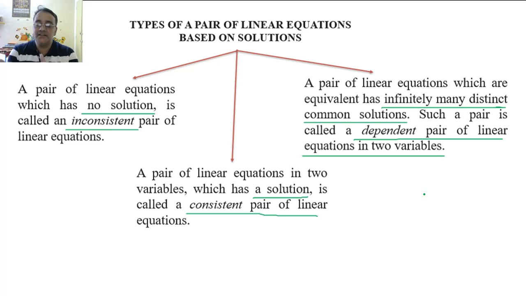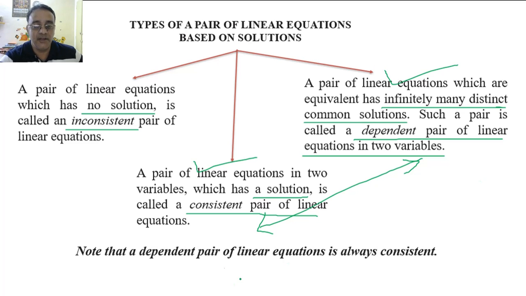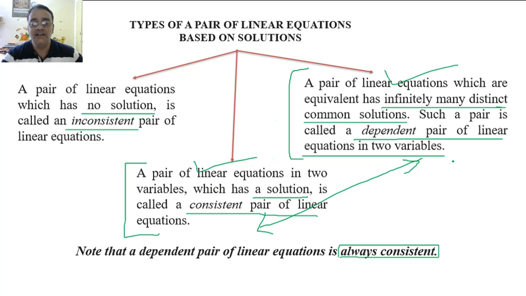Now, consistent का जो definition है, the definition of consistent is that it must have at least one solution. Okay, so ये दोनों consistent में आएगा. Even for one solution, even for infinitely many solutions. So a dependent pair of linear equations is always consistent. Why? Because consistent का definition ही है at least one solution. So it has one solution, this condition, and it has infinitely many solutions. These two cases are consistent. Any doubt in this section?